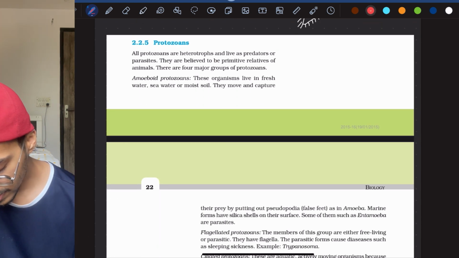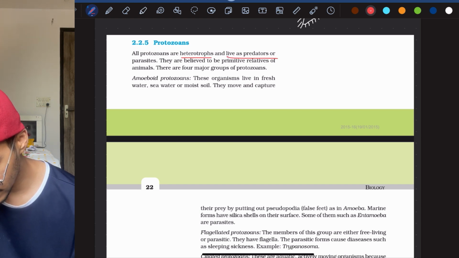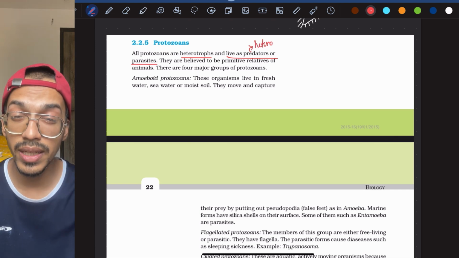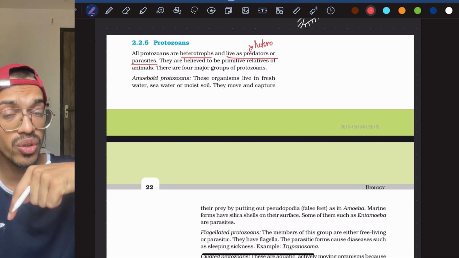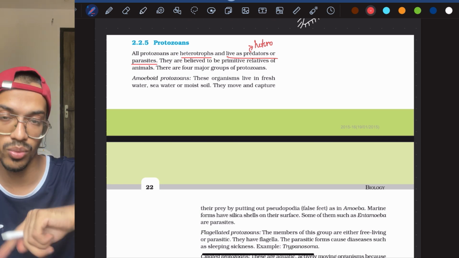What are the facts? They are heterotrophs. They live as predators or parasites. So very different. Predators means what? Heterotrophic mode of nutrition. Parasite means what? They go inside the body of organisms and cause disease. So disease causing protozoans come in this one.